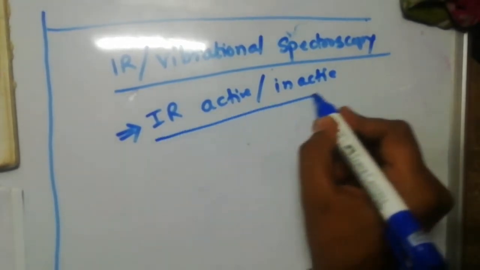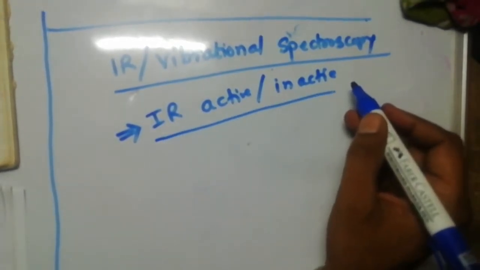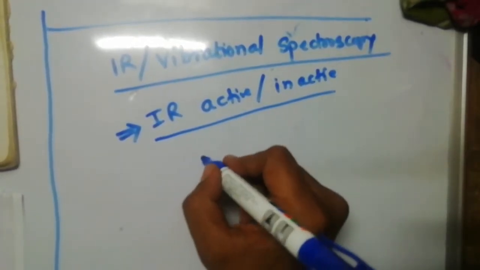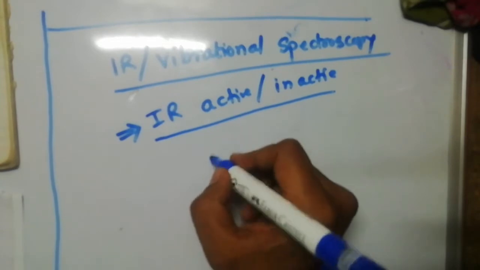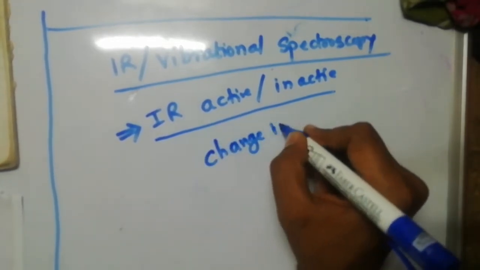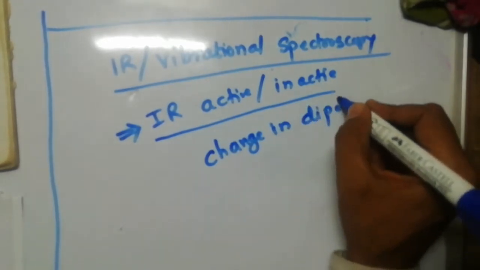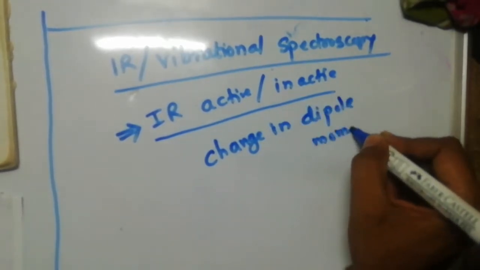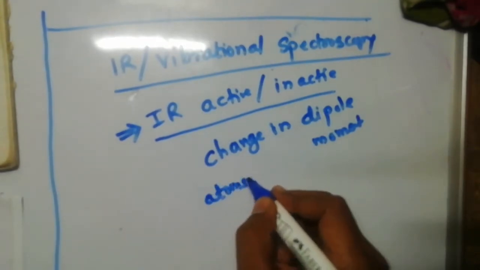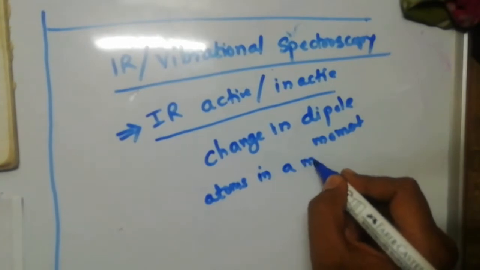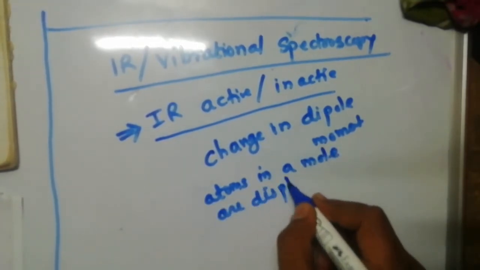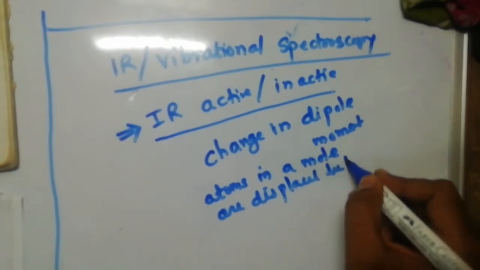In order to exhibit an IR spectrum, the necessary condition is that there should be a change in the dipole moment when atoms in a molecule are displaced due to vibration.